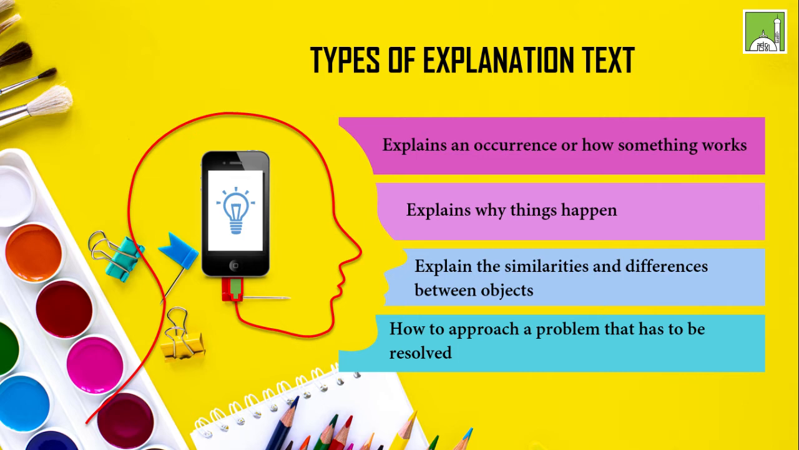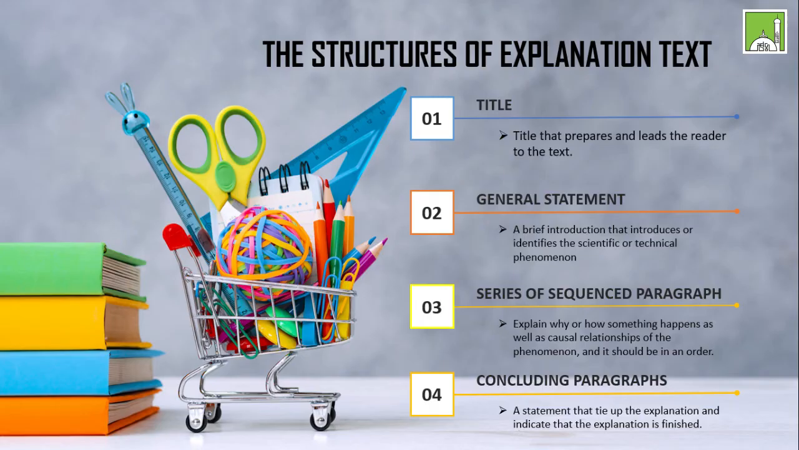After you have known about the types of explanation text, it's going to be easier for you to read the text or to write the text. Besides that, you also need to know about the structures of the explanation text so that you can read step by step and get the information clearly. Or you can also write the explanation text clearly with the structures.